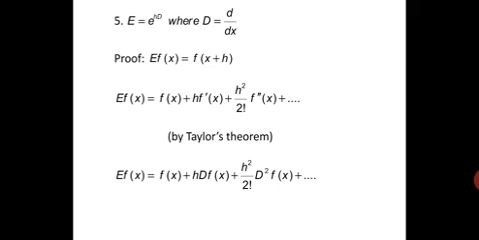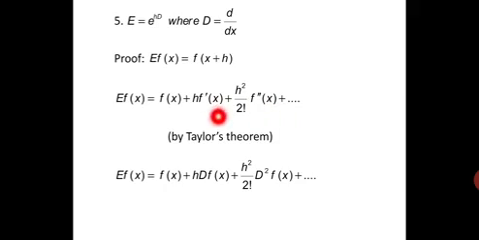Okay. Next part. So capital E is equal to e to the power of hD, exponential to the power of hD, we have to prove, where capital D is d by dx. Now we will consider E of f of x. What is this shift operator? By definition, I know that it is f of x plus h, I have written it. Now what I will do is expand this f of x plus h by Taylor's theorem. We have expanded it by Taylor's theorem.